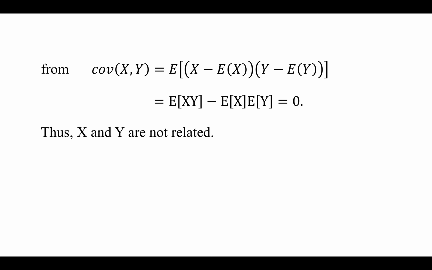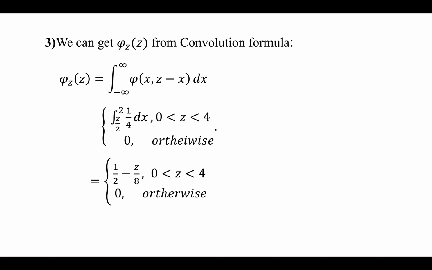Then we calculate the correlation coefficient of x and y and get that it equals 0, so x and y are uncorrelated. Finally, we calculate the PDF of z according to the convolution formula. From the range of values of x and y, we can get the value range of z.